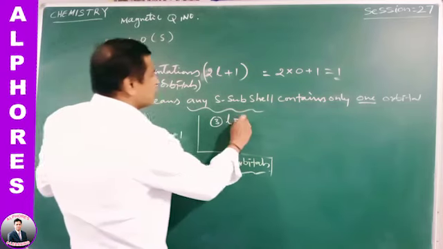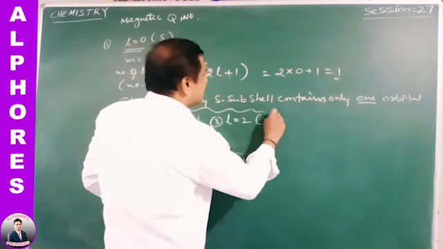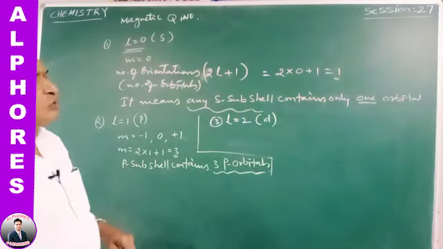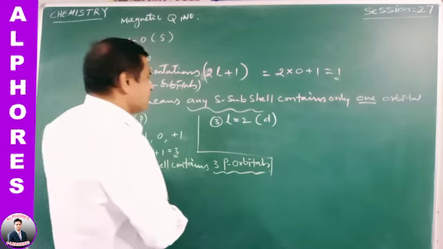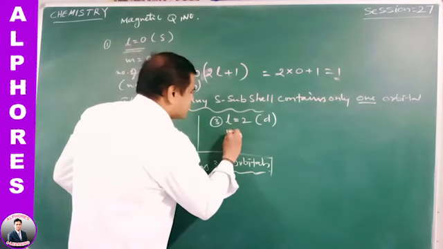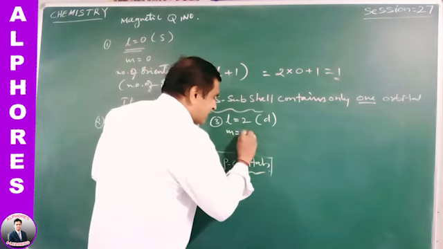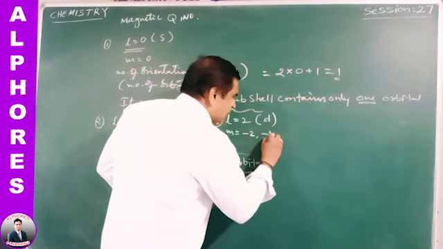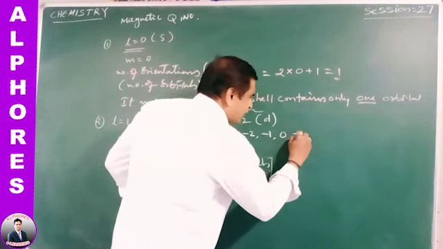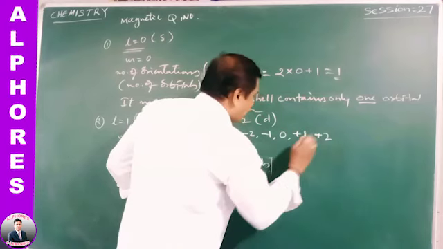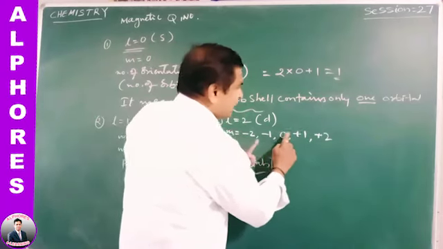L equals 2 means that is a D subshell. So, what are the possible M values? M values are possible like minus 2, minus 1, 0, plus 1 and plus 2. Total how many values are there? 1, 2, 3, 4, 5.